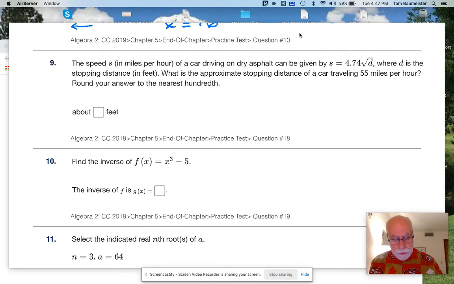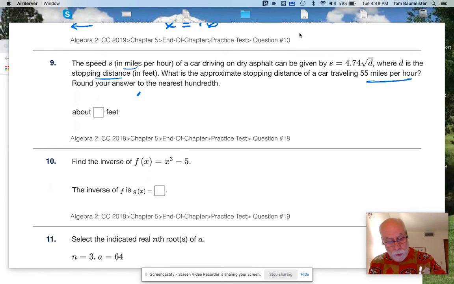So the speed s in miles per hour of a car driving on dry asphalt can be given by s is equal to 4.74 times the square root of d, where d is the stopping distance in feet. What is the approximate stopping distance of a car traveling 55 miles per hour? So that is the speed of the car, ladies and gentlemen.